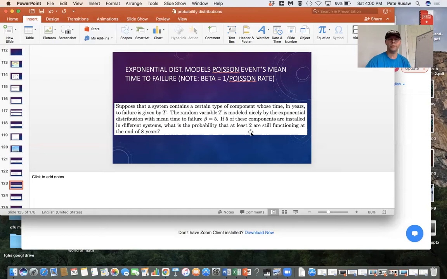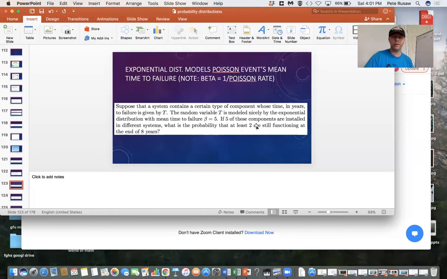What is the probability that a component is still functioning after 8 years? The time to failure is 8 years or longer, I should say. So what we can do is first use the exponential distribution and find the probability that t is 8 or more, and then we can use that probability in the binomial calculation for at least 2 still functioning out of 5. It's a pretty complex problem. So let's give a look at this. I'll stop my share so you can see my whiteboard.